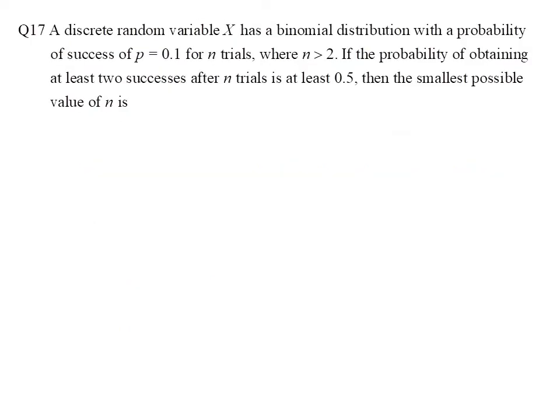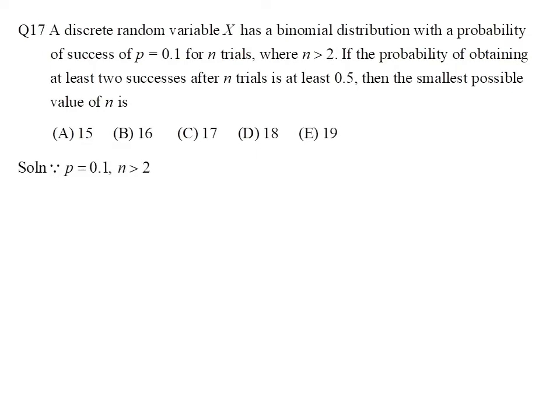Question 17 is a binomial distribution with a probability of success of p equals 0.1. If the probability of obtaining at least 2 successes after n trials is at least 0.5, then the question is to find the smallest possible value of n.